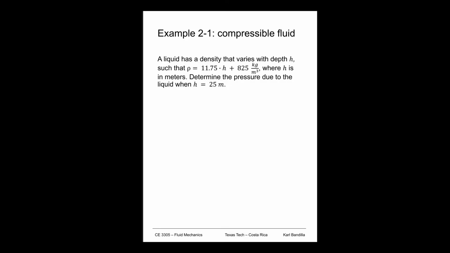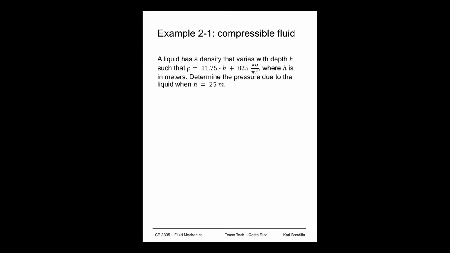This is example 2-1. We're going to talk about a compressible fluid. So we have a liquid that has a density that varies with depth. We're given the density change there in that little equation. And we're now asked what the pressure would be at a depth of 25 meters.